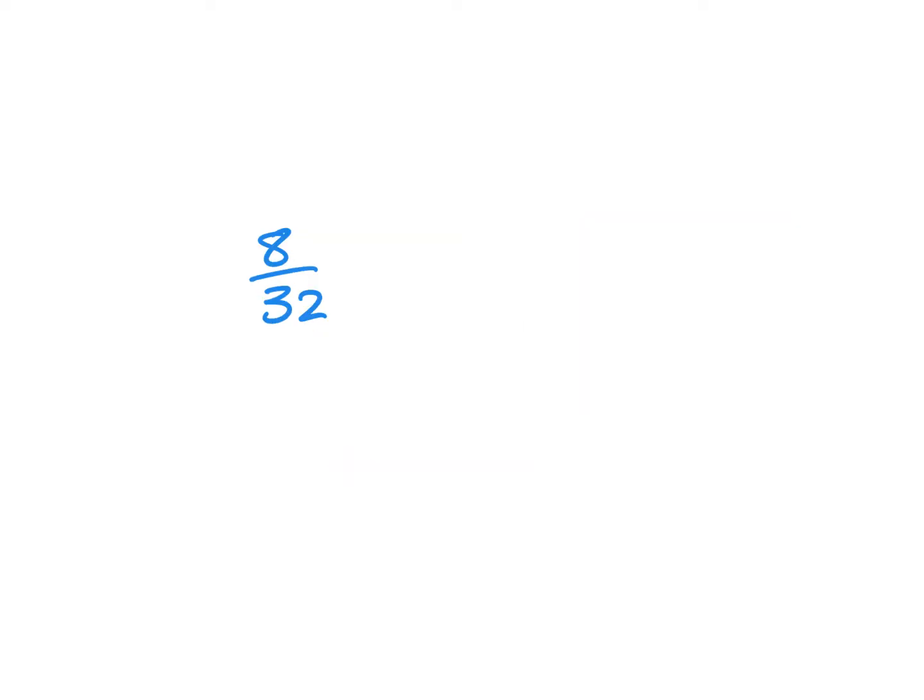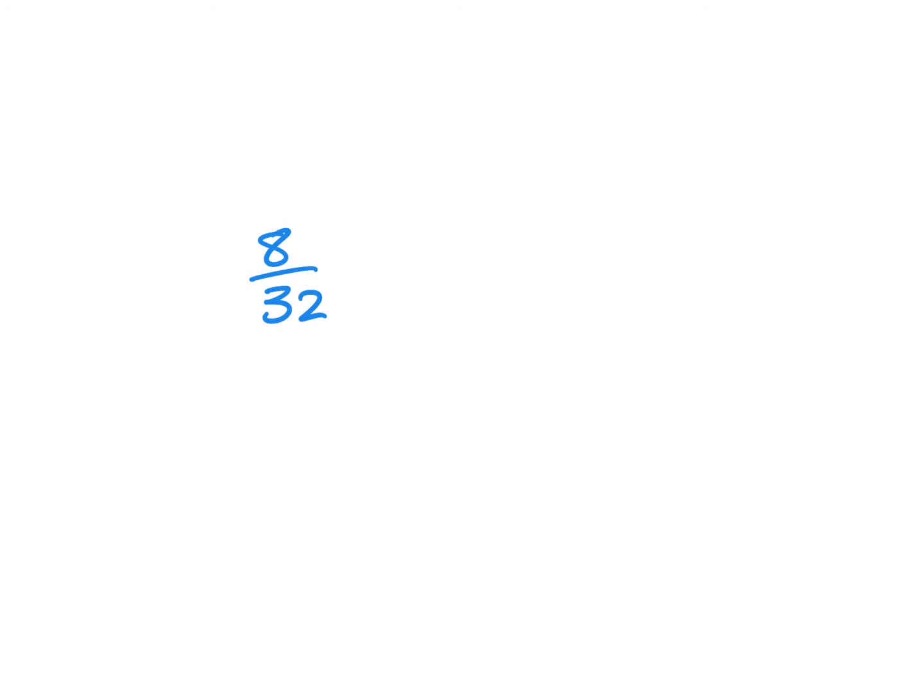Alright, so before we finish this video, I want you to simplify this particular fraction. It's 8/32. It definitely can be simplified because both numerator and denominator are even numbers, so it can definitely be divided by 2. See how far you can simplify it. Put the video on pause and come back when you're ready, see if you got it right.